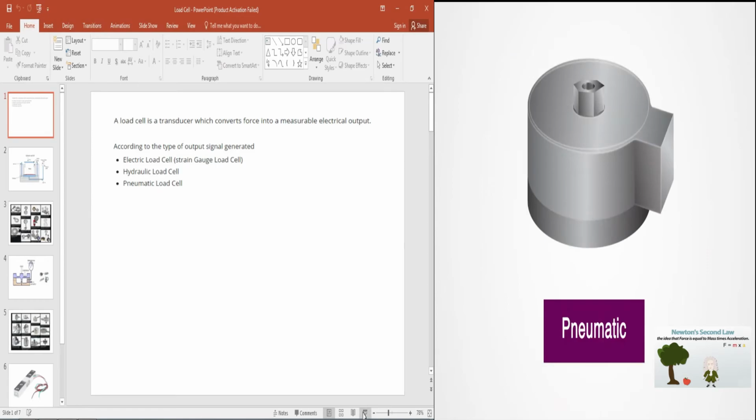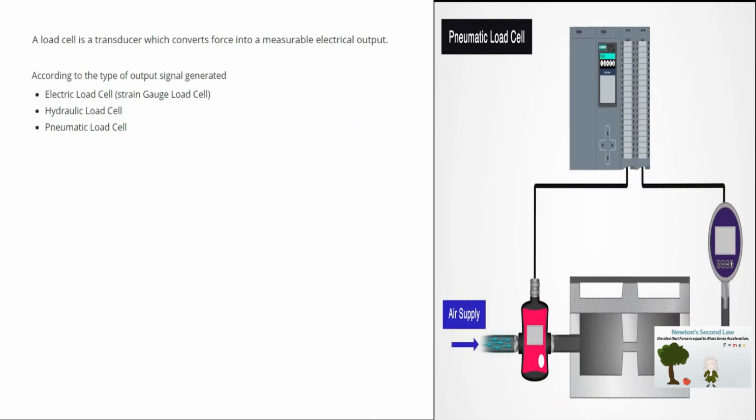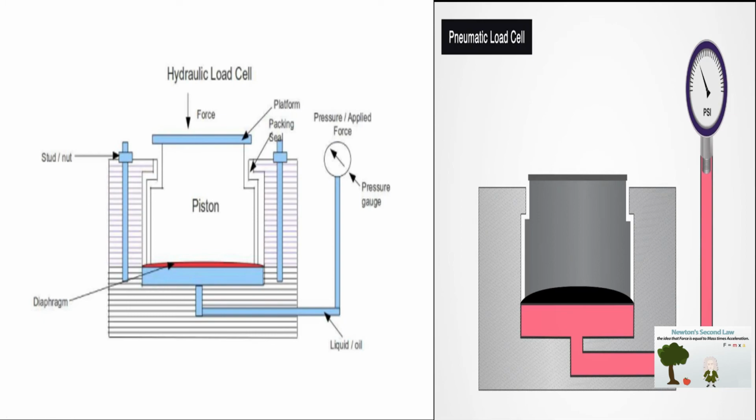Next, load cell, and some pictures of load cell. A load cell is a transducer which converts force into a measurable electrical output, and we already discussed there are four types. In electrical load cell we have strain gauge and capacitive load cell, then mechanical load cells in which we have hydraulic and pneumatic load cell. This is an example of a hydraulic load cell.